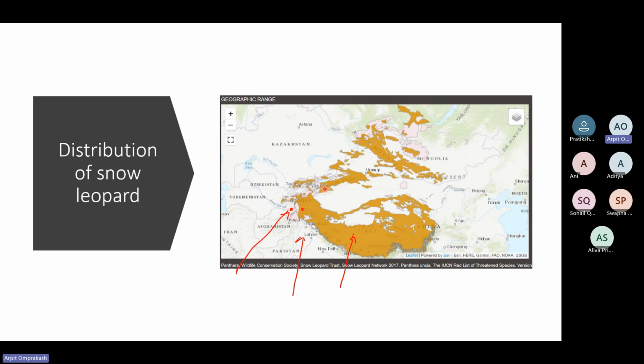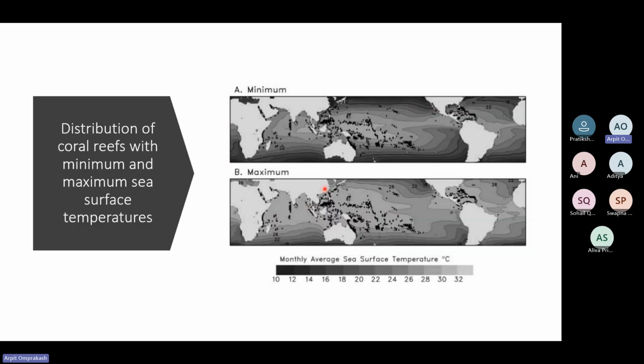And we talked about distribution of different species, such as snow leopards and coral reefs, and how they relate. Basically, this is the distribution of coral reefs in relation to the minimum and maximum sea surface temperature. If it's too hot, you see that, and if it's too cold, you see that there are not a lot of corals around. But if it's slightly in this range, right, then you see a lot more corals.